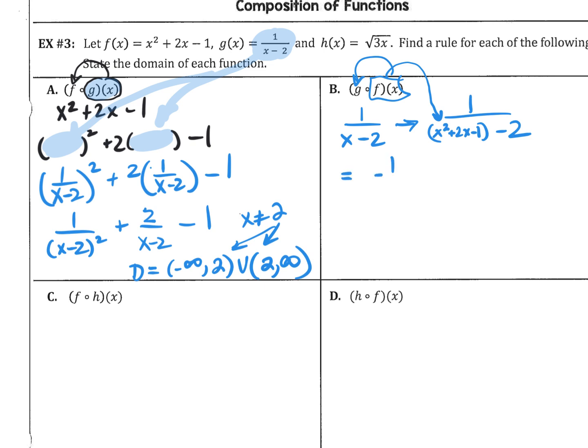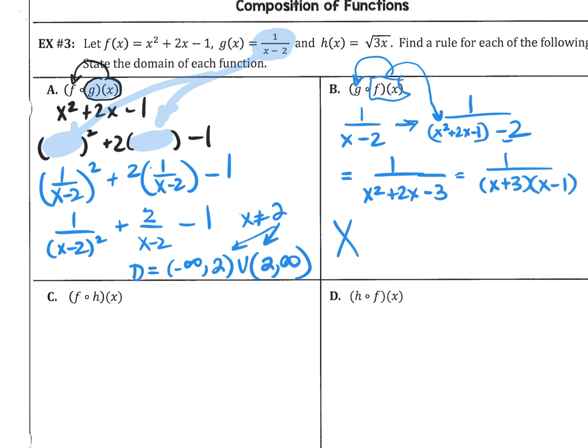So this becomes 1 over X squared plus 2X, and then we got a minus 1 minus 2. So that would be minus 3, wouldn't it? All right. Now for the domain, we got to figure out if there's anything we can't plug in there. And you know how we figure that out? We factor it. So what does X squared plus 2X minus 3 factor into? What do I multiply to get negative 3 but adds up to positive 2? Plus 3 and minus 1.